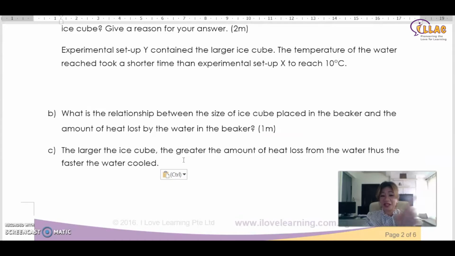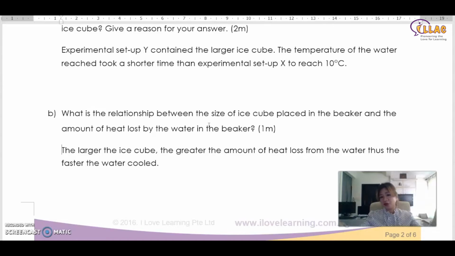So how do you explain? The larger the ice cube, the greater the amount of heat lost from the water, thus the faster the water cooled. Okay? In short, the larger the ice cube, the faster the water cooled.